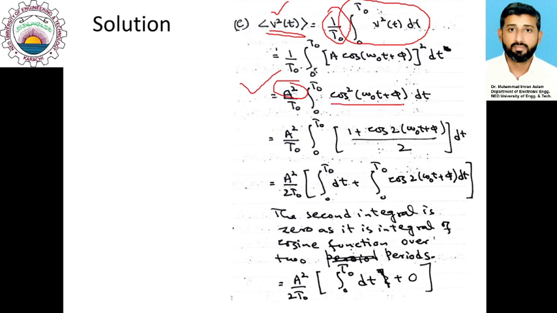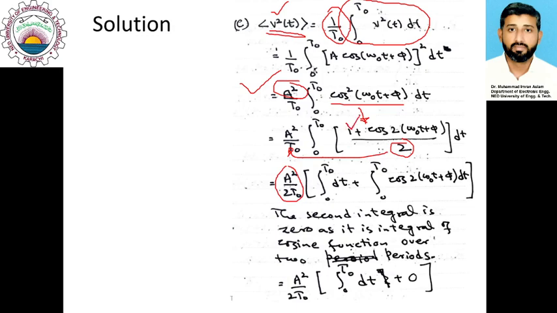Cos square omega naught t plus phi can be integrated by using a mathematical relationship given here, which is cos square theta is equal to 1 plus cos 2 theta upon 2. So this is 1 plus cos 2 omega naught t plus phi upon 2, dt. This 2 is a constant number, so I can write it before the integral. So a square by 2 t naught is here.